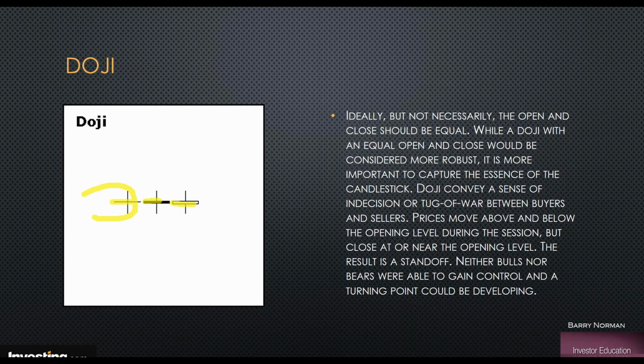Basically, with a doji, you had almost no movement in the session. Now, it's not completely flat with no wicks. It's got a little wick. It has an open and a close, and it looks like a cross. Dojis are very important to recognize. A doji conveys a complete sense of indecision, or tug of war, between buyers and sellers. Price moves above and below the opening during the session, but closes at or near the opening level. The result is an ultimate standoff. It's a session where nobody could have made any money.